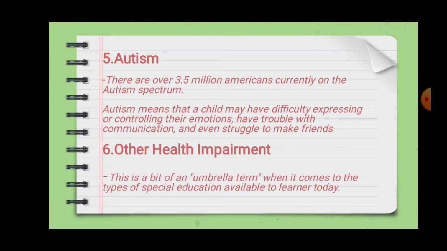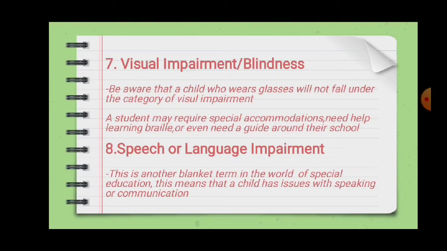This is a bit of an umbrella term when it comes to the types of special education available to learners today. So the number 7 is visual impairment or blindness. Be aware that a child who wears glasses will not fall under the category of visual impairment. A student may require special accommodations, need help learning Braille, or even need a guide around their school. So the number 8 is speech or language impairment.